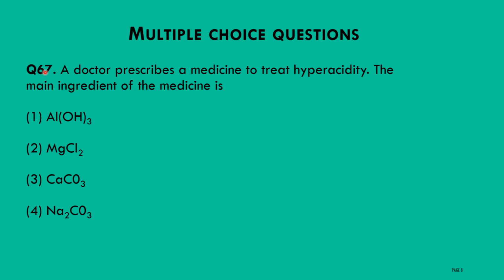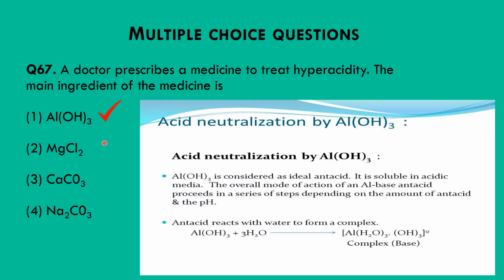Question number 67. A doctor prescribes a medicine to treat hyperacidity. The main ingredient of the medicine is: first one, aluminum hydroxide; second one, magnesium chloride; third one, calcium carbonate; fourth one, sodium carbonate. The correct answer is aluminum hydroxide.